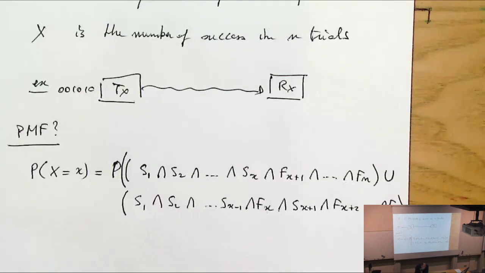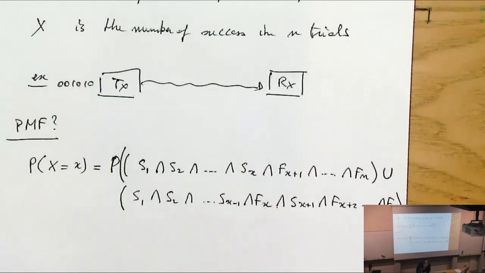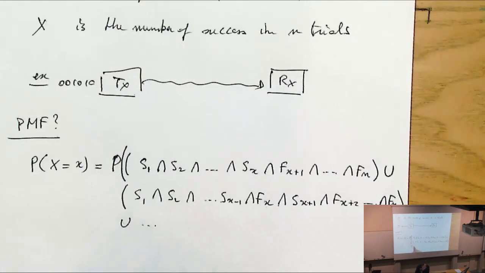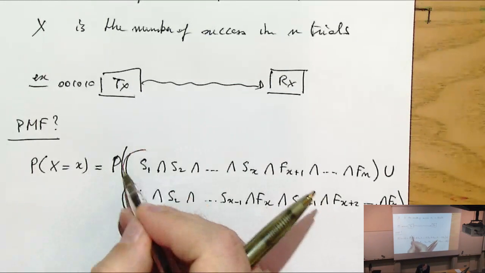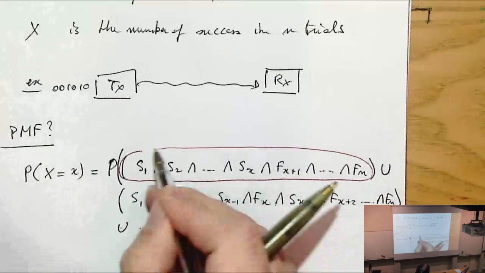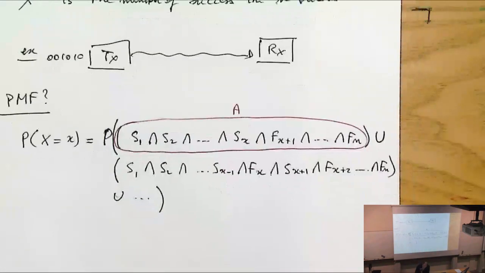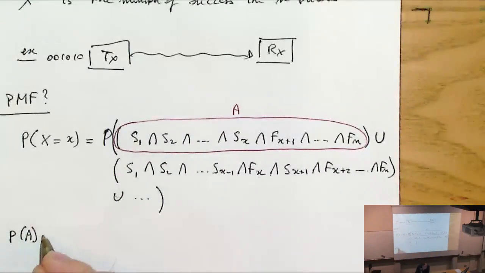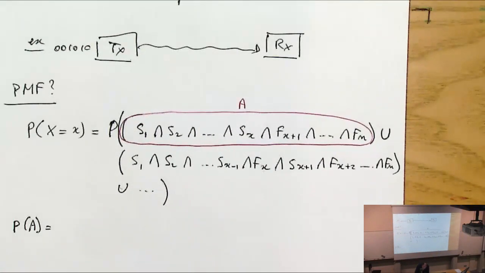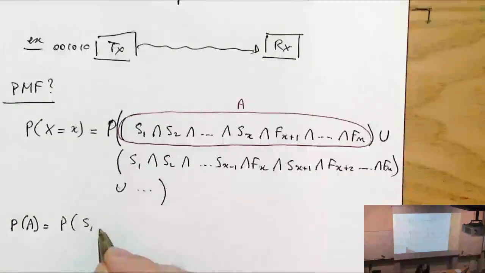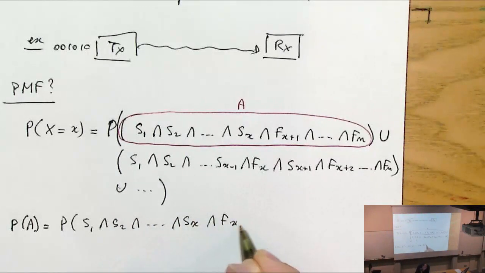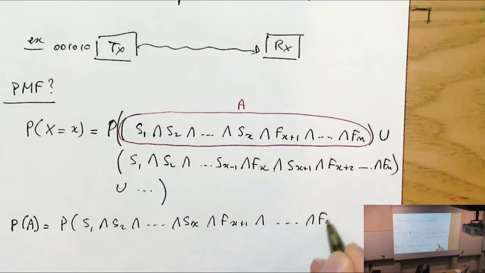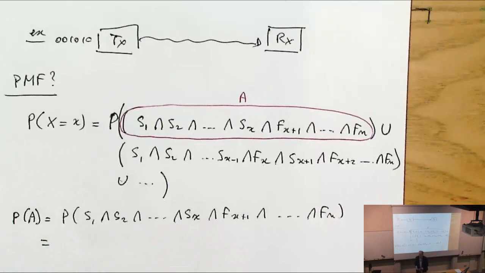So let's try to now take the union over many others. We're going to compute this in a minute. Let's look at the first event, this one here. Let's call this A. So the probability of A occurring, what is this? I have the probability of S1 and S2 all the way to Sx, and then failure all the way to Fn. How can we compute this probability?